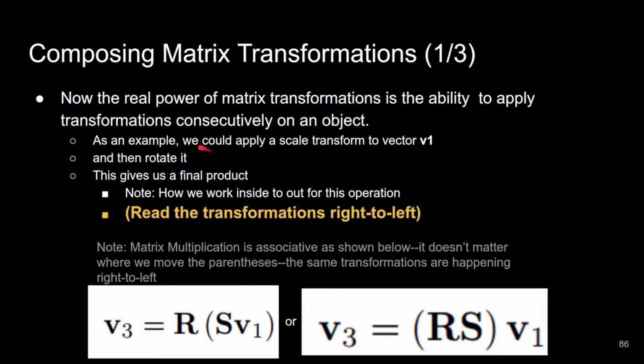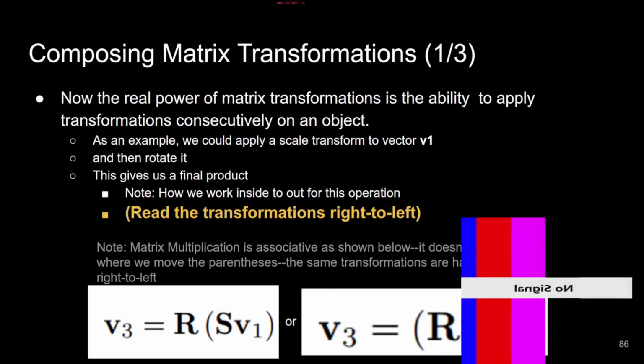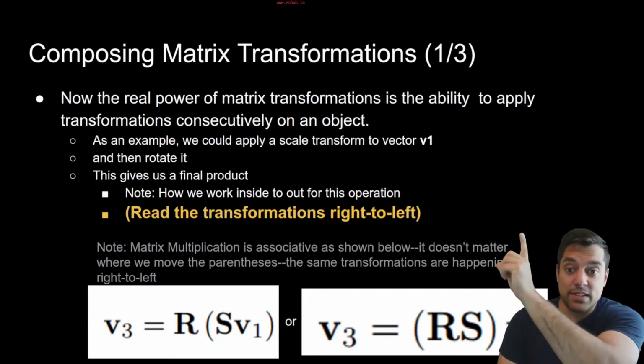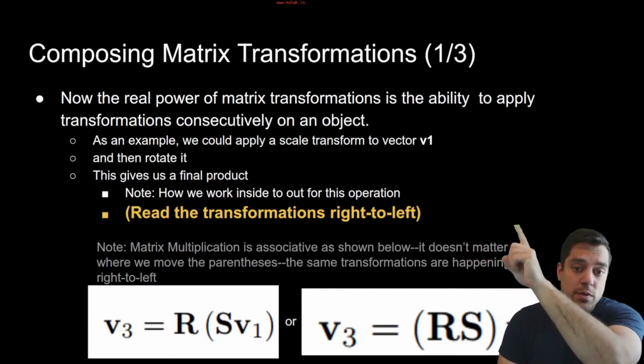Okay. So as an example, we could apply a scale transform to a vector v1, and then we could rotate it. We could scale it again and rotate it again and transform it, etc., etc. And that gives us a final product. Now a key thing, and this is important: we read these transformations from right to left.